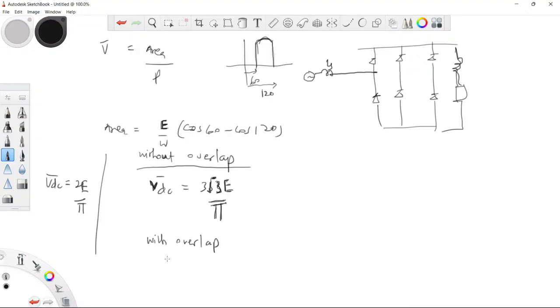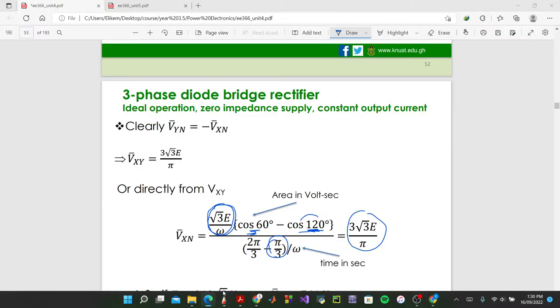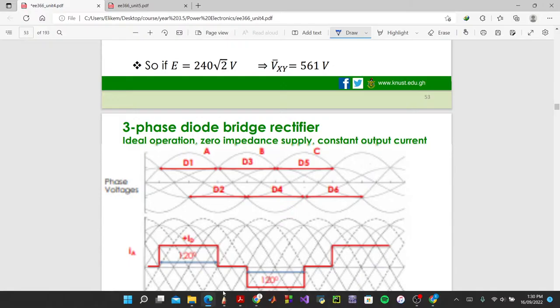Now, your mean voltage becomes 3 root 3 E over pi, right? Minus the voltage lost due to the overlap. So let's come here and see something.